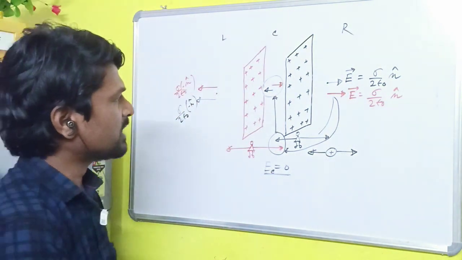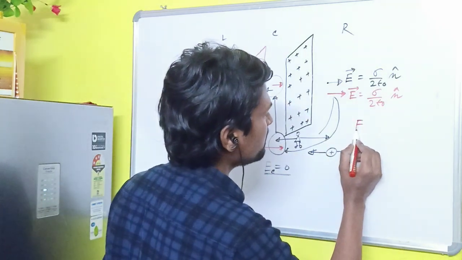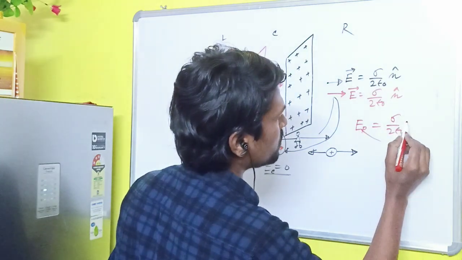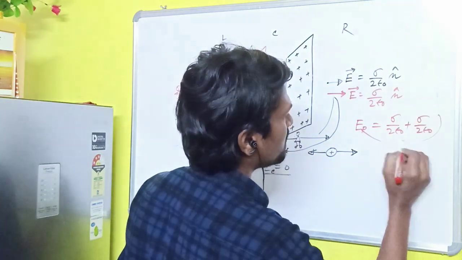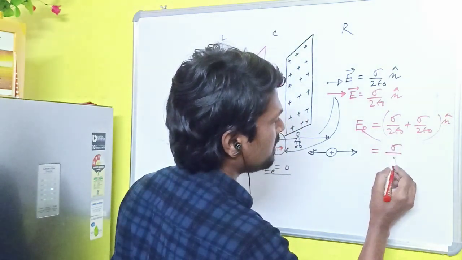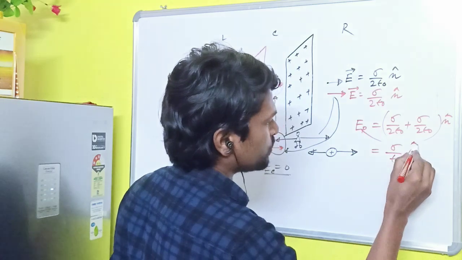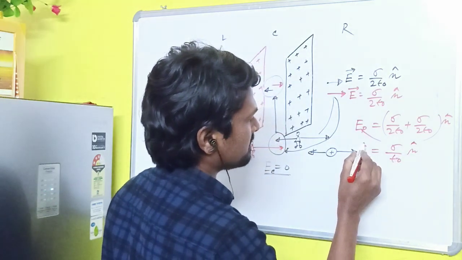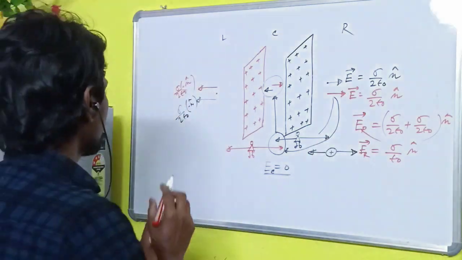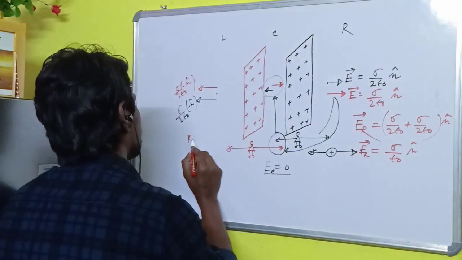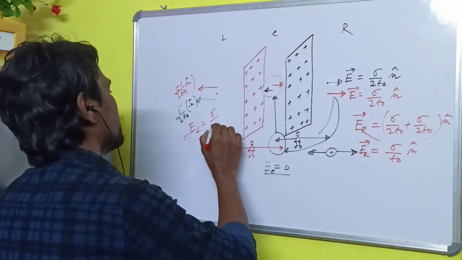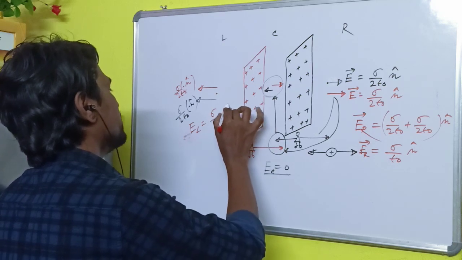On the right side, the electric field is this plus this: sigma by 2 epsilon naught plus sigma by 2 epsilon naught, along n cap. Half plus half is 1, so sigma by epsilon naught into n cap is the electric field at the right side, in vectorial notation. At the left side, the electric field is sigma by epsilon naught along minus n cap.